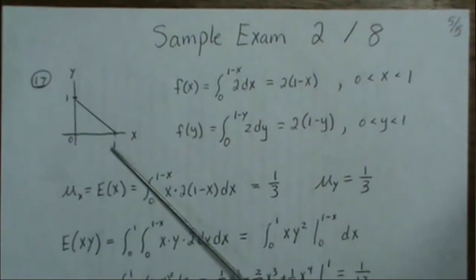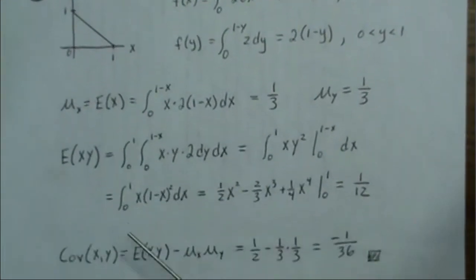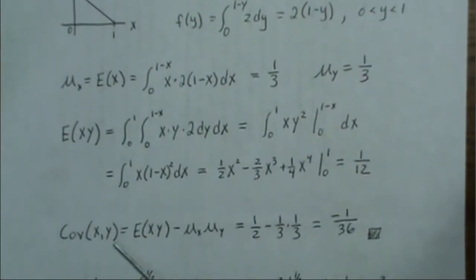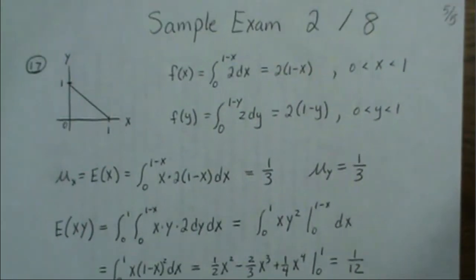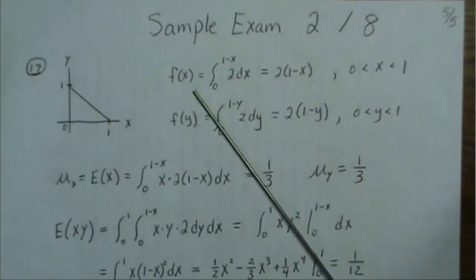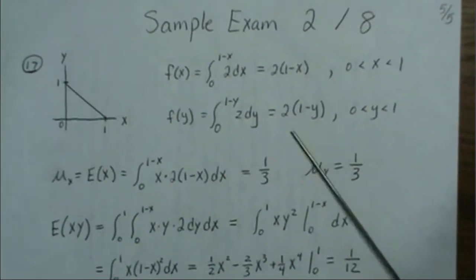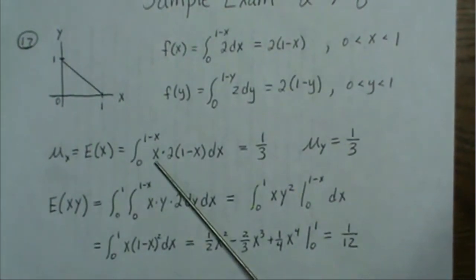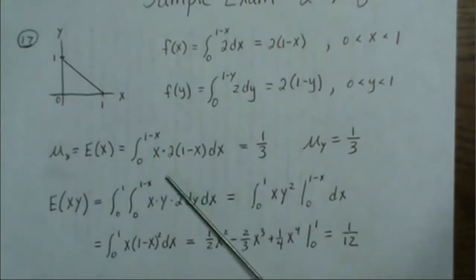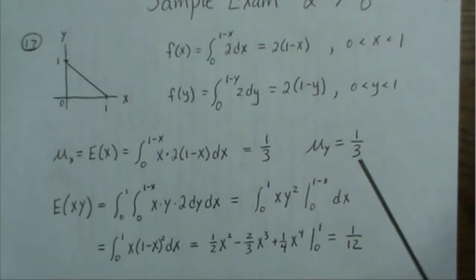So here, this is our region, and the formula, I guess I skipped down. The formula for covariance of xy is the expected value of xy minus the mean of x times the mean of y. But to do that, we have to find the marginal distribution of x and the marginal distribution of y. Then we find the mean of x: you put an x there times the density, integrate over all possible values, you get 1/3. Similarly, you can do that. The mean of y is 1/3.